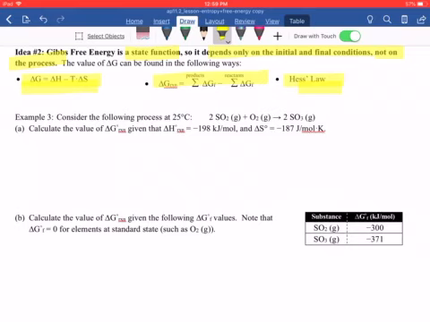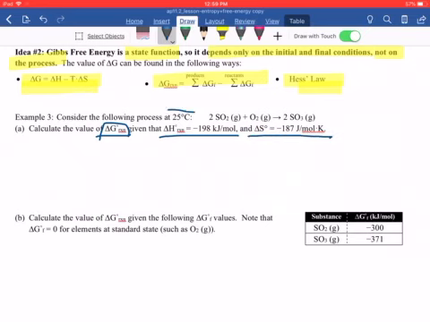So for example 3, it says consider the following chemical reaction. We've done this one before. For A, we're going to use the first one right there. So delta G equals delta H minus T times delta S. So we're trying to calculate delta G. We have delta H given to us, and we have delta S given to us.